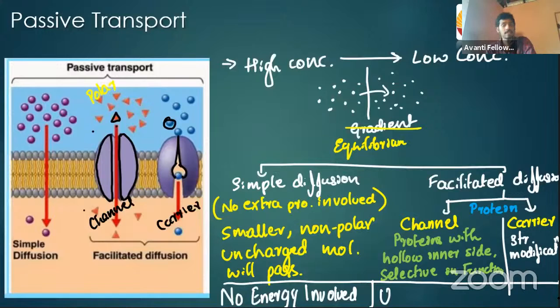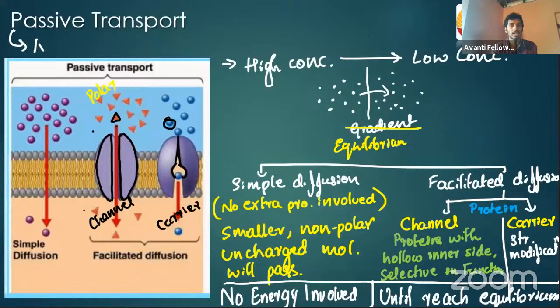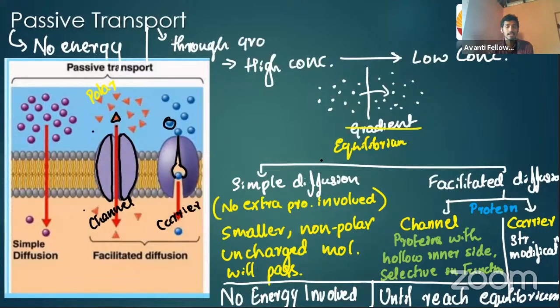Remember, this simple kind of passive transport mechanism may happen directly through simple diffusion, or through a channel or carrier protein. That's what we call facilitated diffusion. That means some other structure is helping in the transportation, but whatever it may be, in passive transport no energy is involved, and it happens through the gradient only, until it reaches the equilibrium. That is really important.